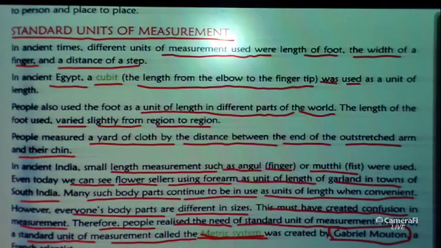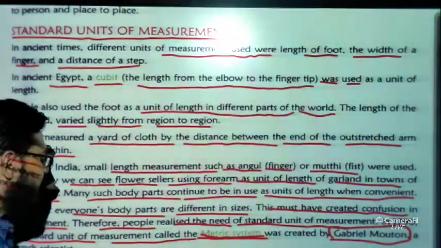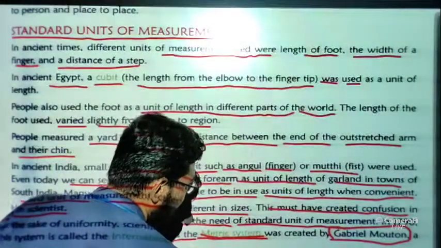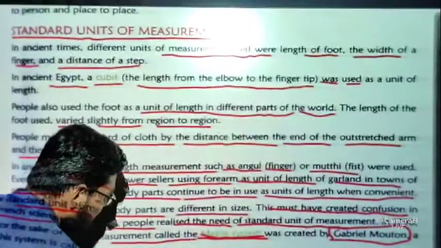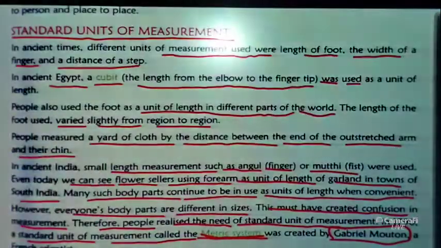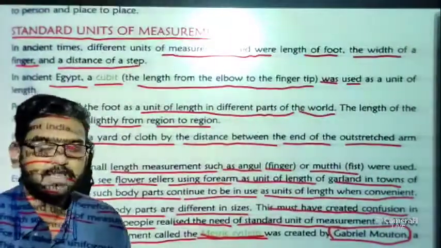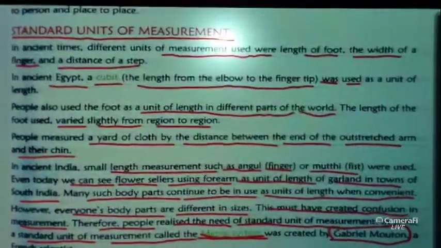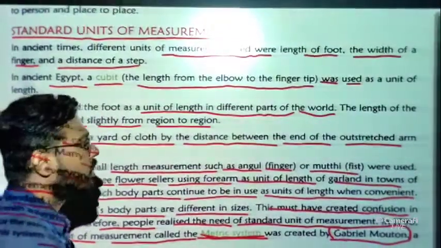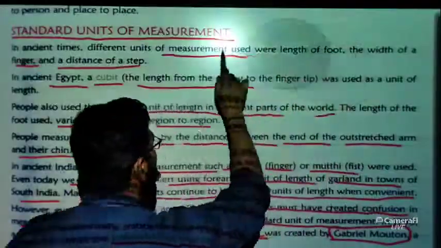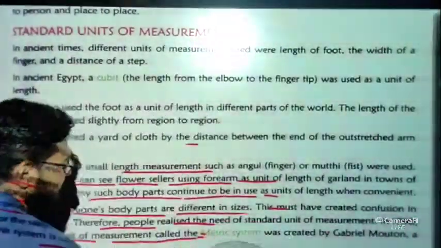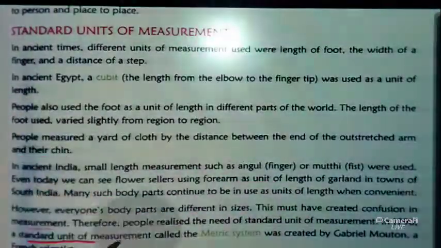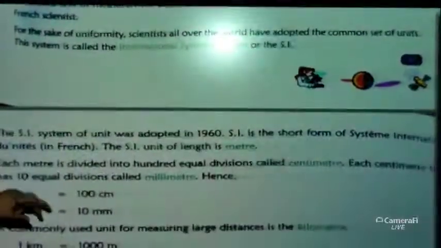He was a French scientist. For the sake of uniformity, scientists all over the world have adopted a common set of units. This system is called the International System of Units, or the SI unit. Very important: International System of Units, or SI unit, one of the most important topics of this chapter. So what is an SI unit?